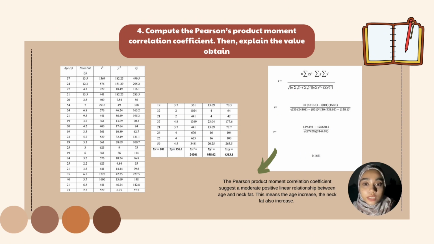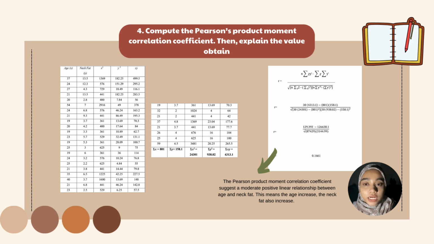To get X squared, each age, which is 37, needs to be multiplied by 37 to get 1369, and so on for the others. While for XY, age is multiplied by net fat. For example, 37 multiplied by 13.5 gives 499.5. After counting everything, X needs to be totaled, and we get a total of 801.